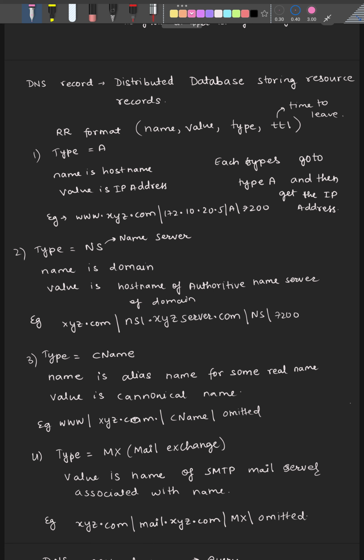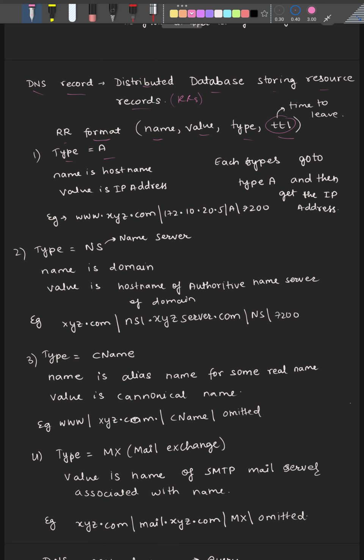A DNS record is a distributed database for storing resource records, also called RRs. An RR has a format with name, value, type, and TTL. TTL is basically time to live. And then there are four types of DNS records.